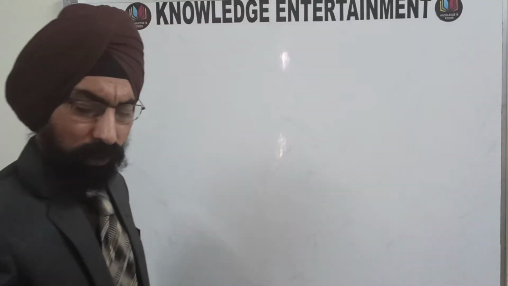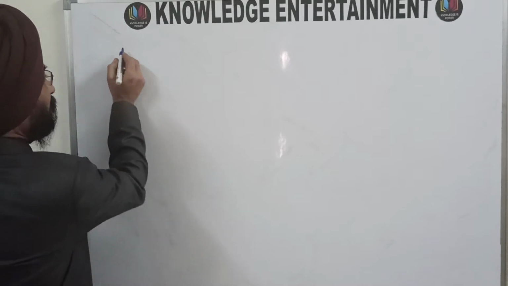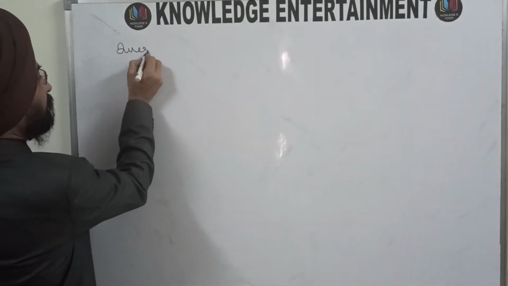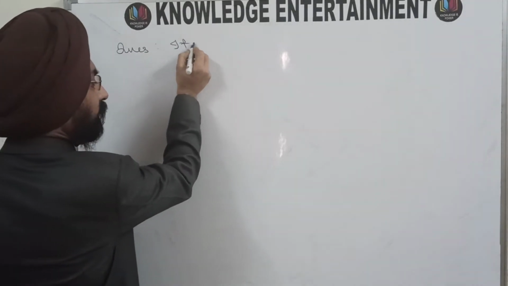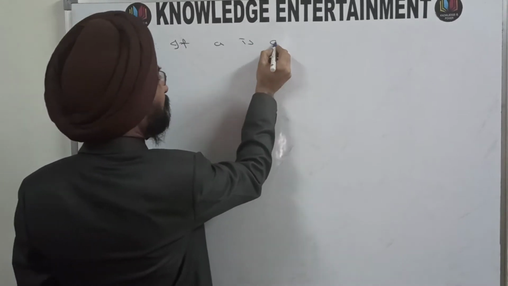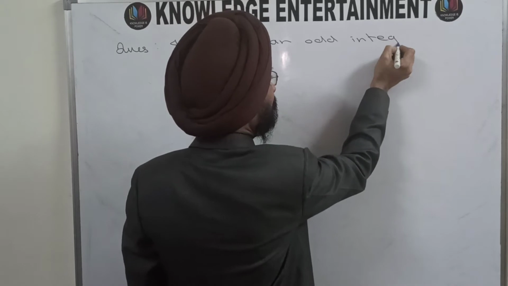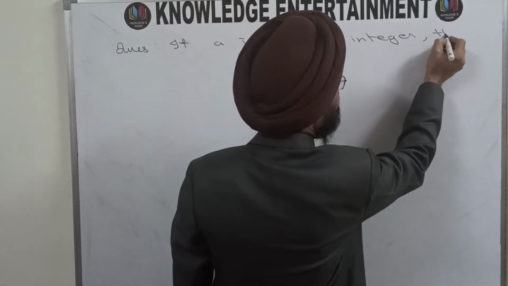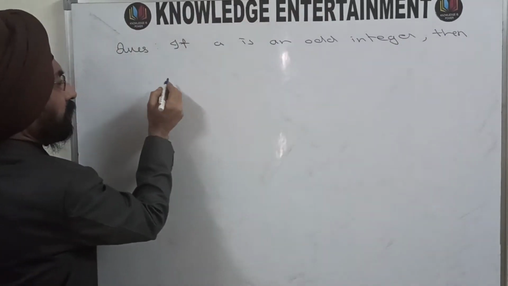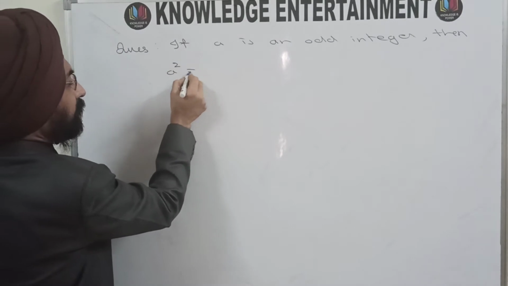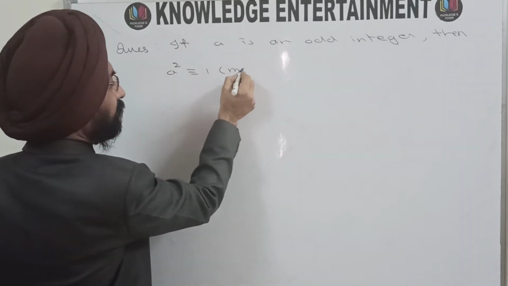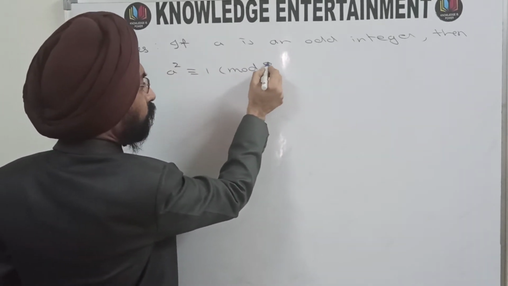Next question I am going to take: write down, if a is an odd integer, then a square is congruent to 1 modulo 8.